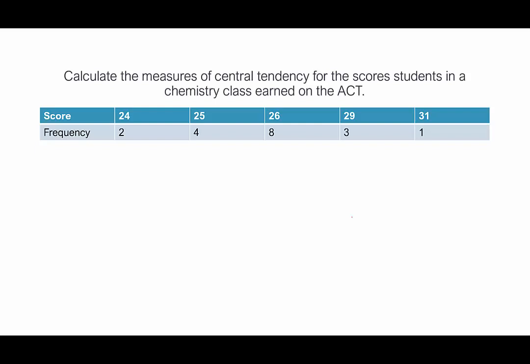Calculate the measures of central tendency for the scores students in a chemistry class earned on their ACT. So we have 5 different scores, and the frequency just means that many students scored that score. So 2 students got 24s, which means this would be 24 and 24. So that's representing 2 students. 4 students scored a 25, so we would write 25 4 times.